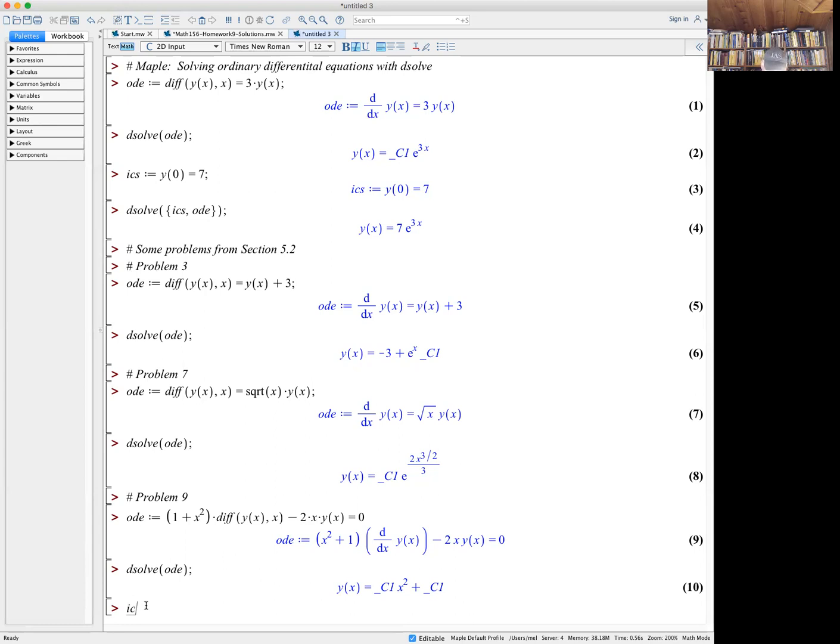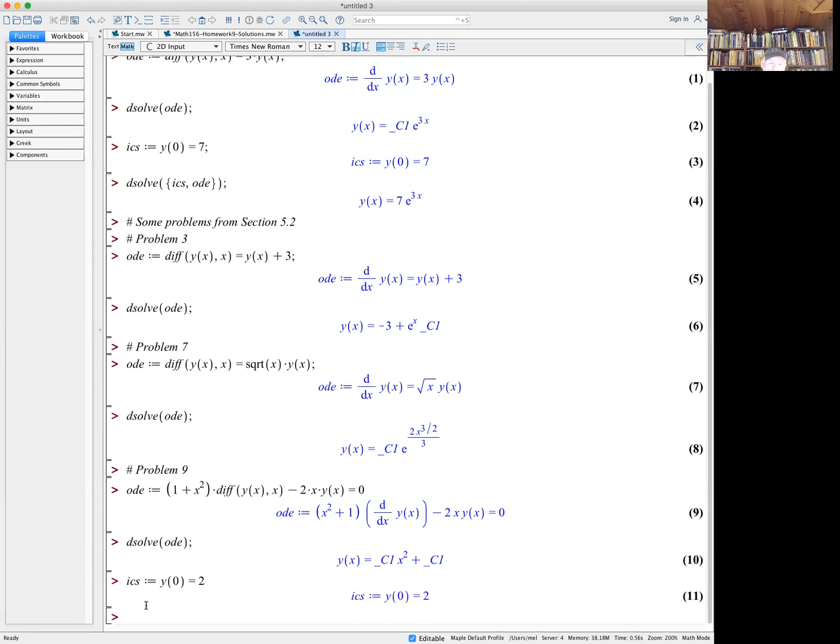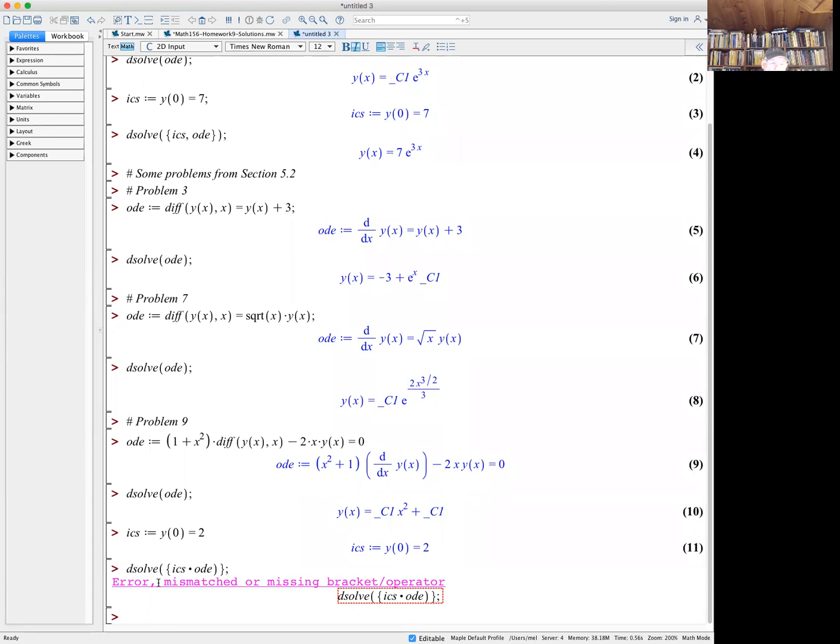Suppose we had an initial condition. Suppose the initial condition were that y at 0 is equal to, I don't know, 2. And now, if we solve the differential equation with this initial condition, and this is the differential equation. That should be a comma. Now it's correct. Curly brackets. There we go.